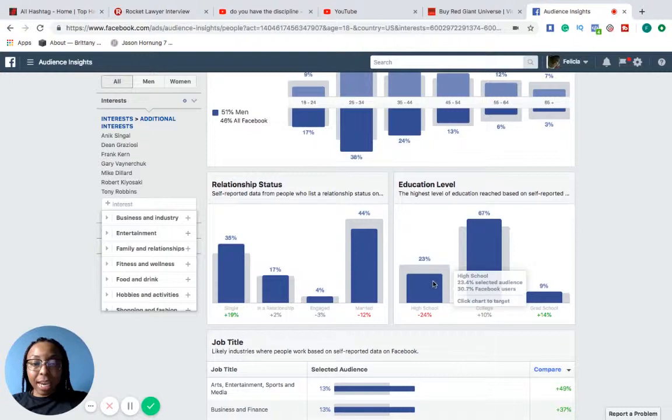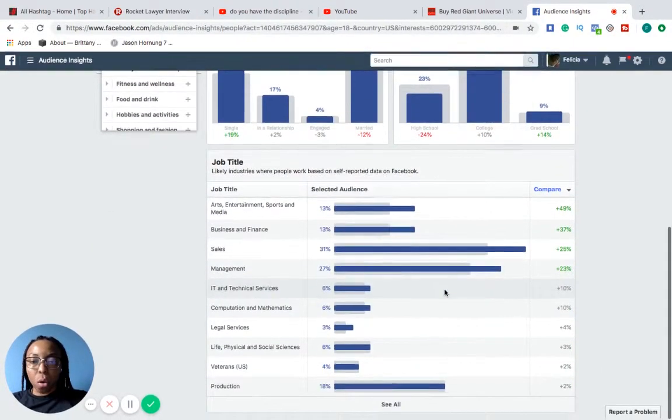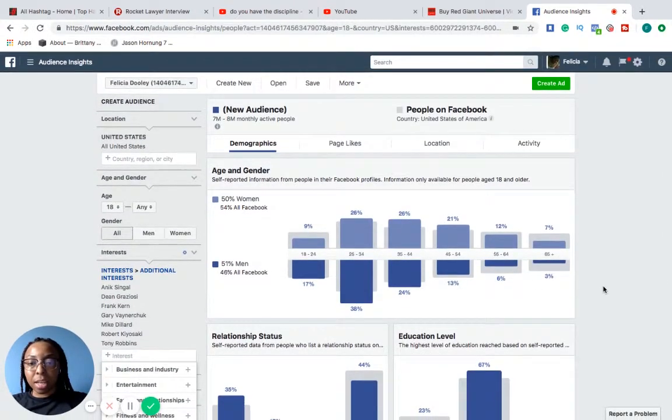So education level, it's just amazing how Facebook knows all of this stuff about the people who actually listen to or have consumed some type of content from some of these gurus. It's amazing to me. Okay, and another thing is we're going to go into the page likes. This is another thing I look at.